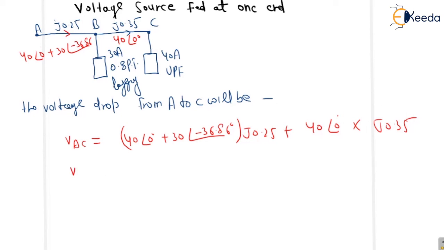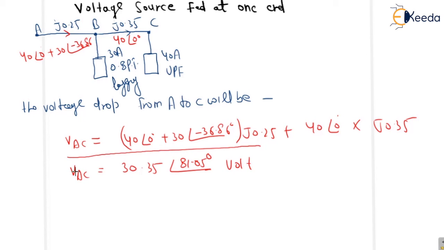So basically the VAC value will be equal to 30.35 at the angle of 81.05 degrees volt. So this is the concept of voltage source fed at one end, and we have discussed one numerical also. This is all about voltage source fed at one end. Thank you.